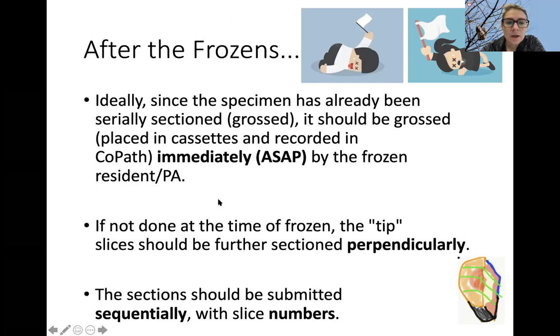No, okay. All right, so if you haven't perpendicularly sectioned your margins at the time of frozen, you should do so. And as we talked about before, you should submit only a couple per cassette for ease of embedding. Your sections should be submitted, aside from the frozens, which you submit up front, right? The remainder of your sections should be submitted sequentially with slice numbers.